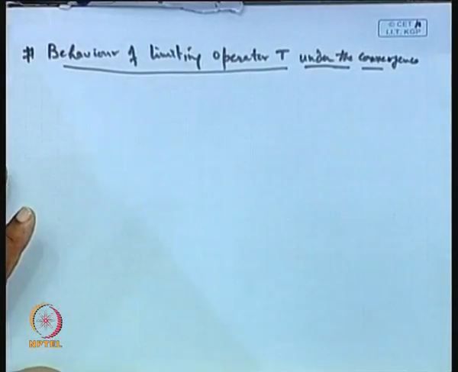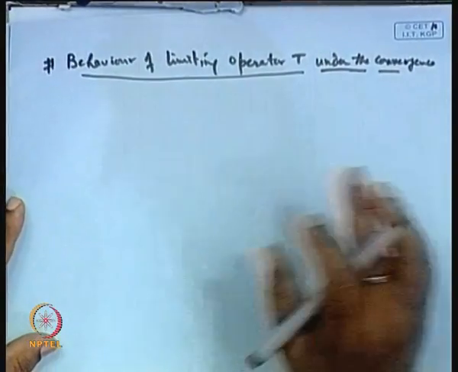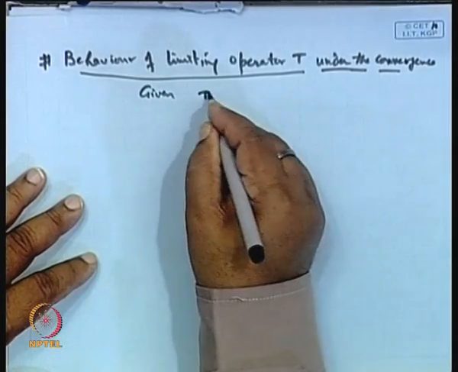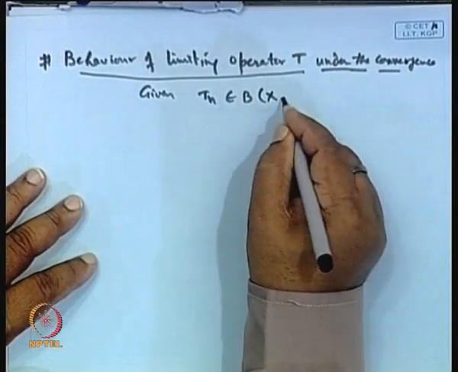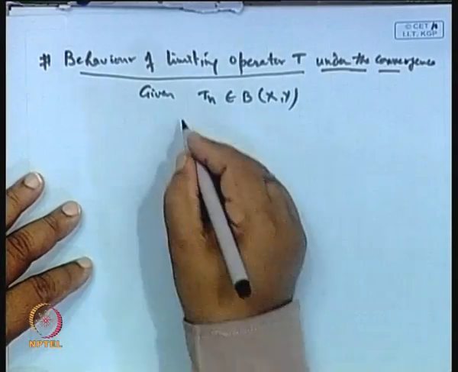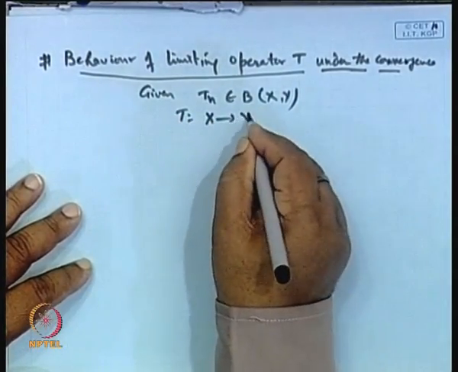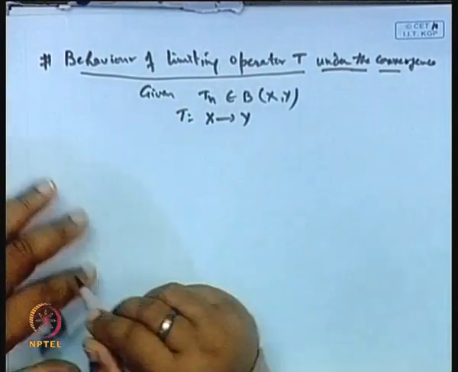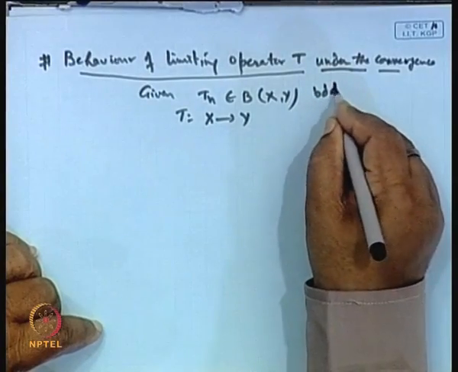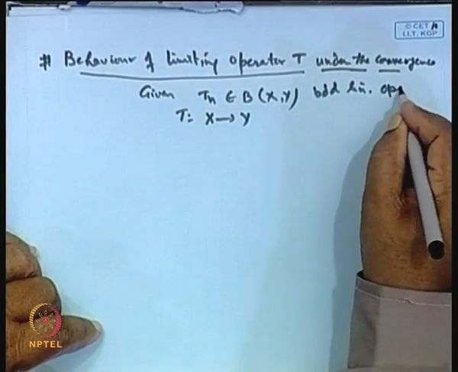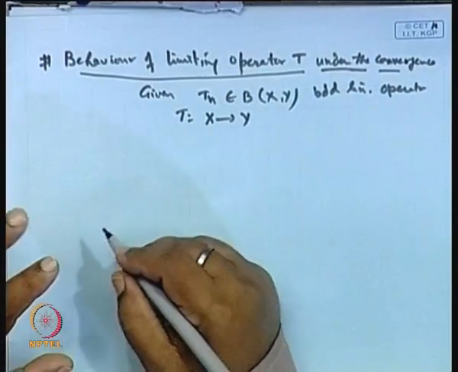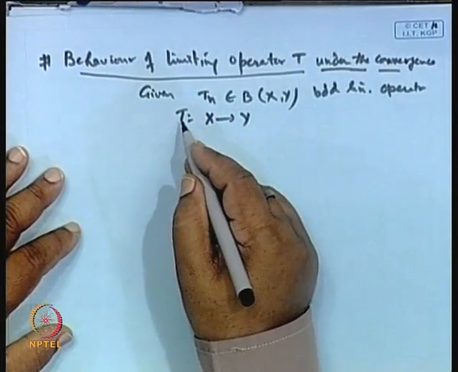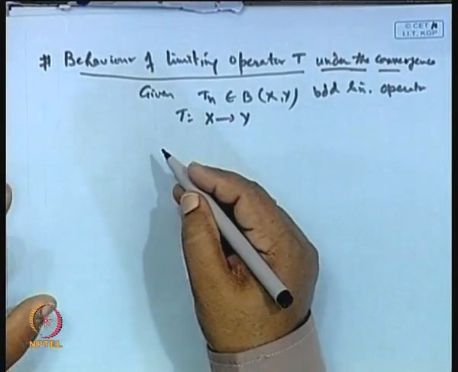So, the very first question: T_n is a sequence of bounded linear operators, T_n belongs to B(X, Y), and T is an operator from X to Y. What is the behavior of this? T_n is a bounded linear operator, and T is any operator. Now the question: if T_n converges to T, whether T is bounded linear or not.